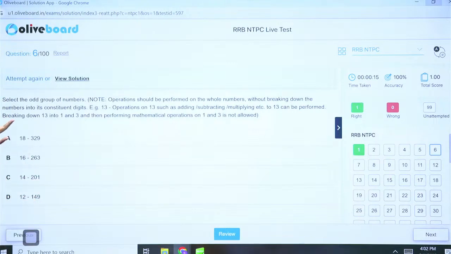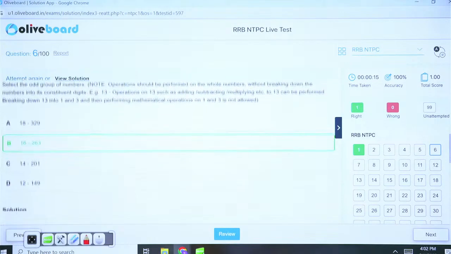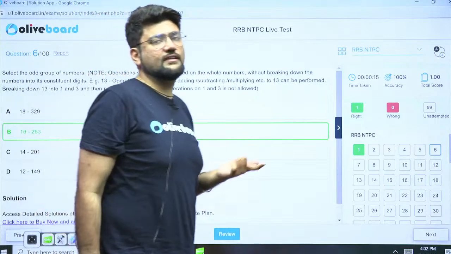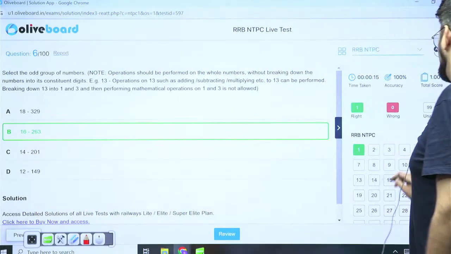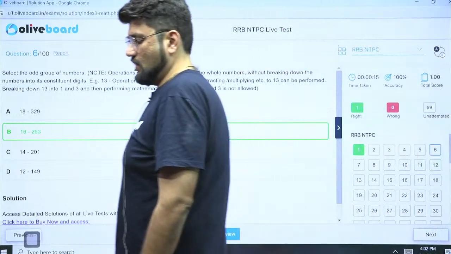Now here they're asking you to select the odd group of numbers: 18, 329. So it's something related to the square. 16, 263, 14, 201, 12, 149. What is it? This is 12 square plus 5, 14 square plus 5, 16 square and 263. This is not going on. This is 324 plus 5. So option B is my correct answer. Easy. Why? Because 16 square is 256 plus 5 should have given me 261, but here they are giving me 263. So option B is the correct answer, the odd one out.